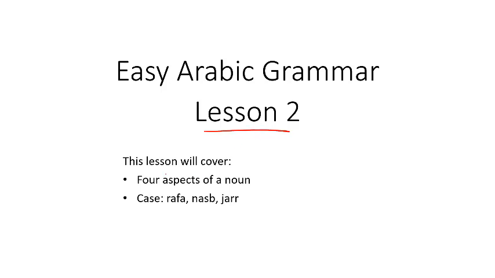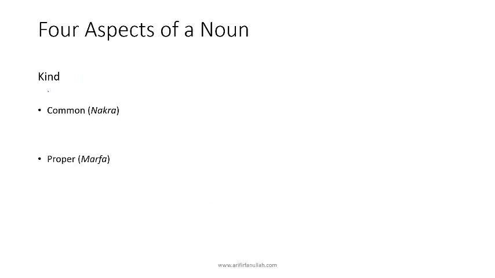Moving on to lesson 2, here we will talk about the 4 aspects of a noun and then we will focus on the case of a noun. We learn that a noun can either be in rafa, nasab or jar. One aspect of a noun is whether it is a common noun or a proper noun. In Arabic, a common noun is called nakira and a proper noun is called marifa.